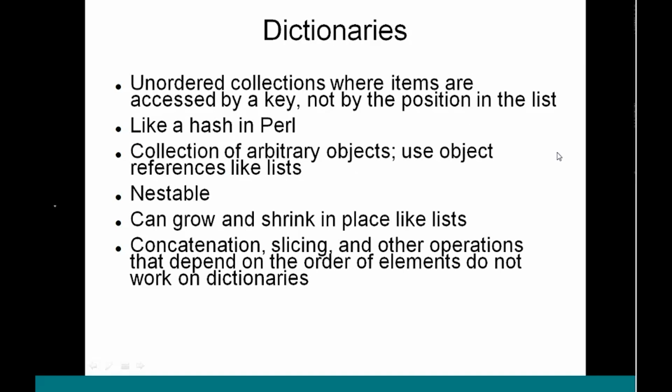Dictionaries are also nestable. We can grow and shrink them in place just like lists, but concatenation, slicing, and other operations that depend on the order of the elements do not work on dictionaries. So all these operations which depend on the order of elements do not work in dictionaries.